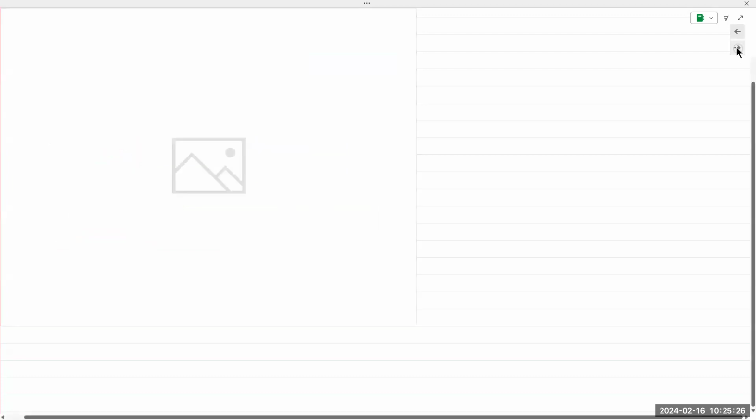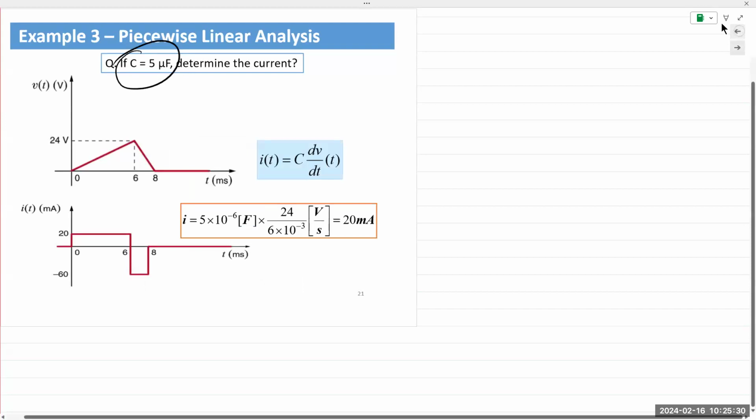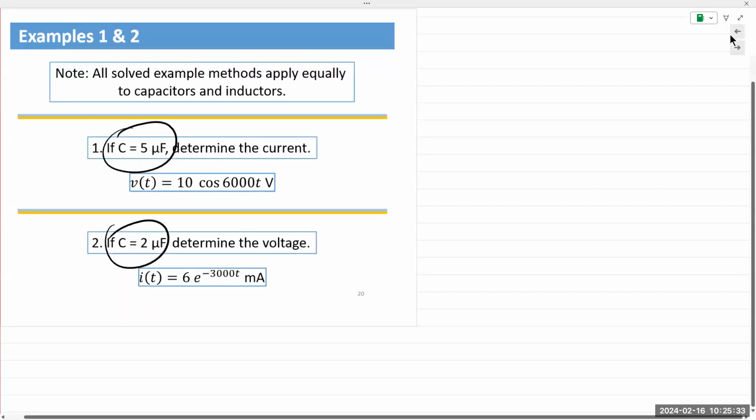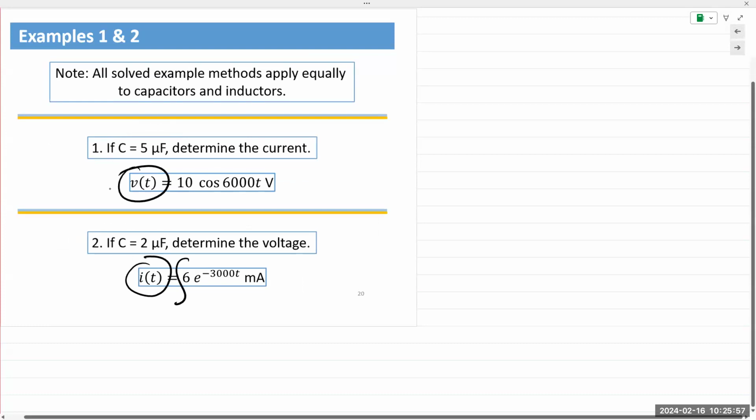And again, a capacitor. But they equally apply to an inductor also. It would not be any different. If you're given a capacitor voltage and you wish to find the current, you would apply the equation C dV over dt, take the derivative of the voltage. Similarly, if you wish to find the voltage, you would integrate this current. You're performing an integration of this function.